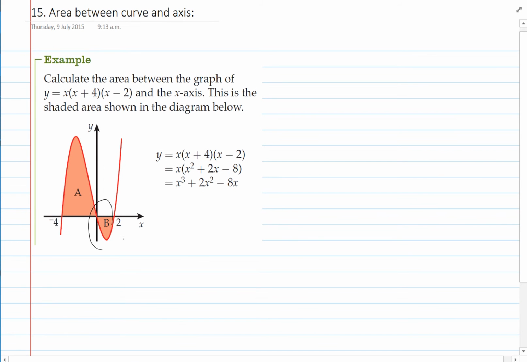Because that area is going to come out negative, we don't want to do our integral across the whole interval from -4 to 2, otherwise that will give us A minus B, which won't be the total area. We want A plus B.